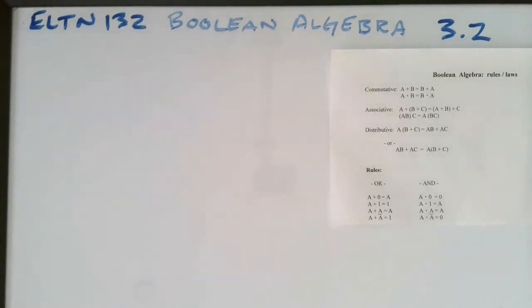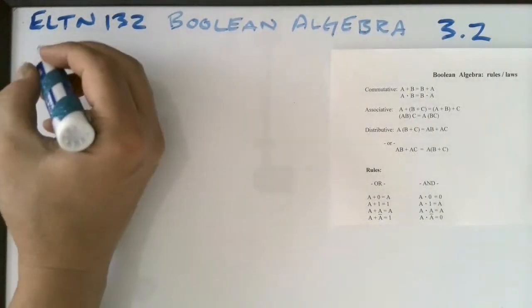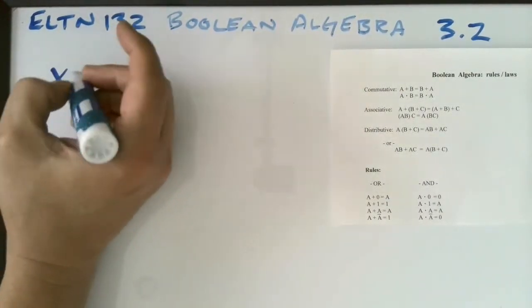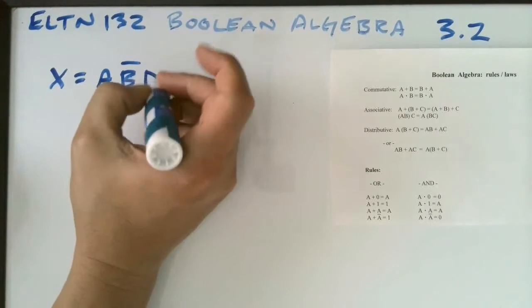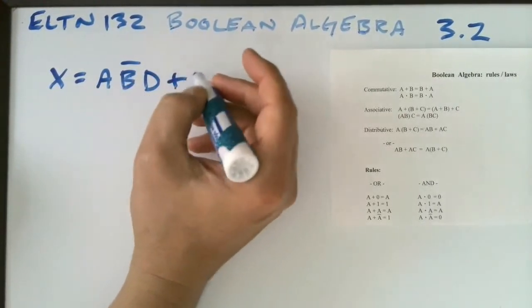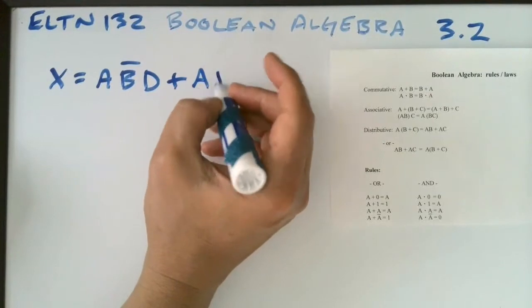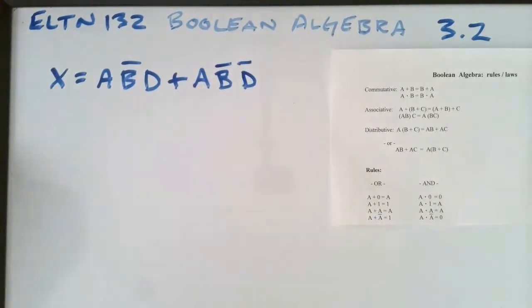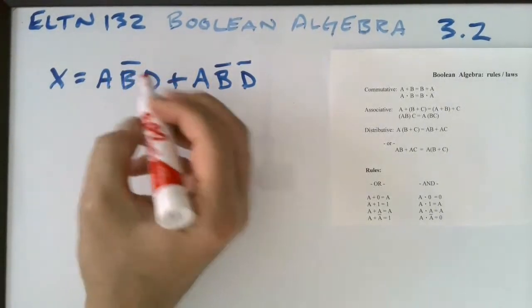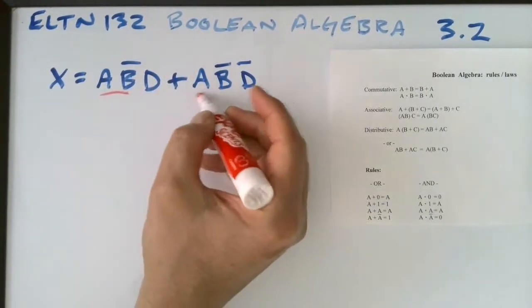So let's take a look at an example here where we have an equation. In this case, X is going to equal A and B naught and D, or A and B naught and D naught. Okay, so one of the first things you want to do is try to identify what commonalities we can factor out of this. And pretty quickly we can see that we've got a common term here, AB naught and AB naught.